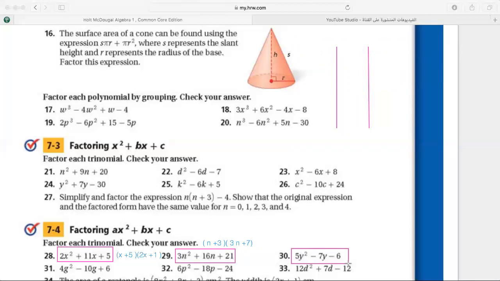5y squared minus 7y minus 6. Okay, so what I will write here, Tala? Factors of 5. Excellent. And in the middle one? Factors of 6. Negative 6. Yes, negative 6. And here outer and inner. Products.